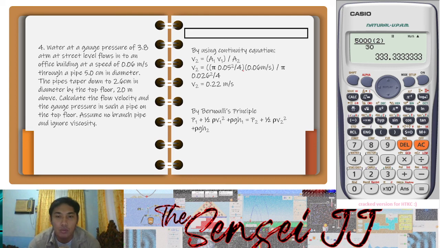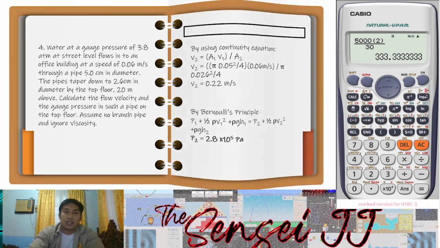And by Bernoulli's principle, P1 plus 1/2 rho v1 squared plus rho g h1 is equivalent to P2 plus 1/2 rho v2 squared plus rho g h2. Substituting all those values, we will be having the pressure. The problem asks to calculate the flow velocity and the gauge pressure, so we just solve for our velocity and our pressure.